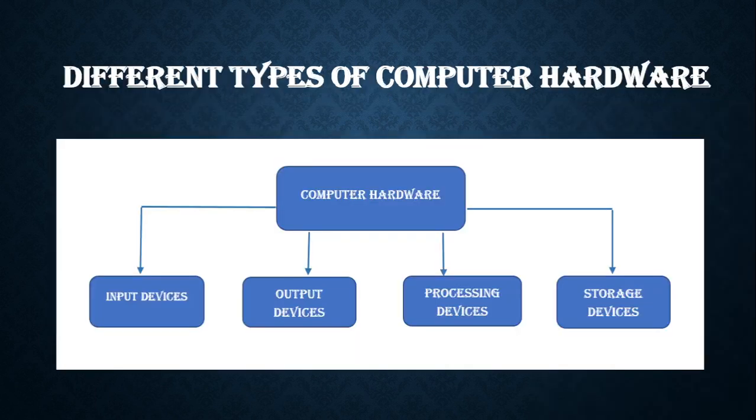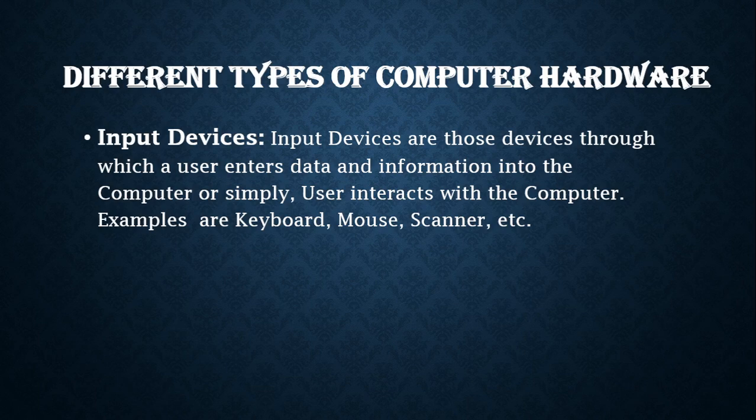So what types of hardware devices are there? We can categorize computer hardware into four categories: input devices, output devices, processing devices, and storage devices. So first thing, input devices. By the name, input devices are those devices through which a user enters data and information into the computer, or simply, the user interacts with a computer. Examples are keyboard, mouse, scanner.